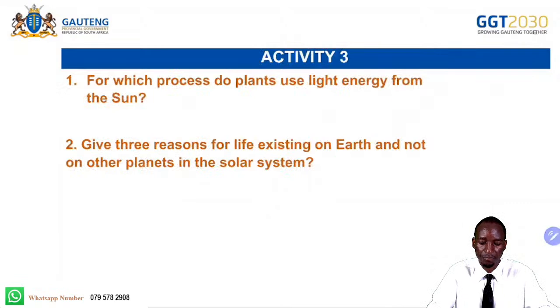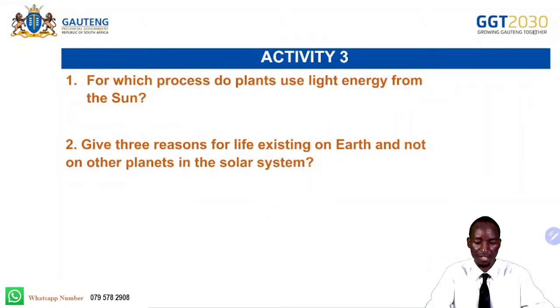All right, let's look at activity number 3. This activity, I am only going to spend 3 minutes. It's just a few questions, and we've covered everything in detail. Number 1, it says, for which process do plants use light energy from the sun? Number 2, give 3 reasons for life existing on Earth and not on other planets in the solar system. Let's quickly go through that activity. 3 minutes for that.